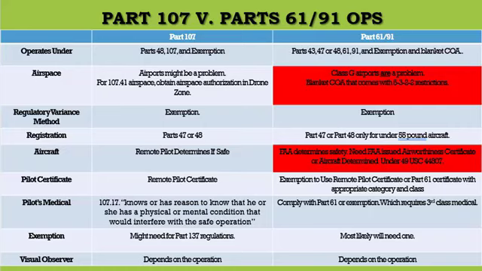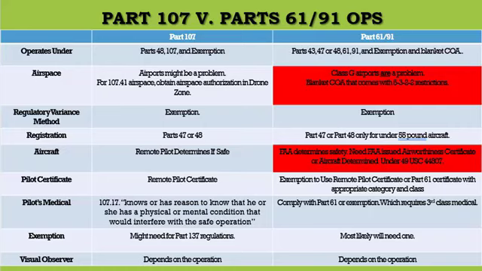For the pilot certificate level, under 107 it's a remote pilot certificate, and for 61.91 it's an exemption to use the remote pilot certificate or Part 61 certificate with an appropriate category and class. So regarding medical, under Part 107, 107.17 says the person has to basically, does the remote pilot know or have reason to know that he or she has a physical or mental condition that would interfere with the safe operation? Under 61, the exemption basically requires third class medical, and that's the medical standard.